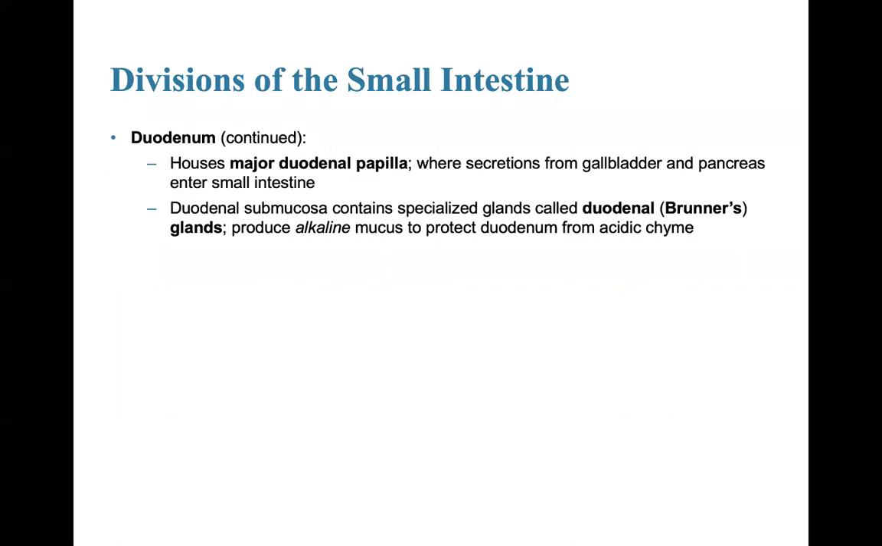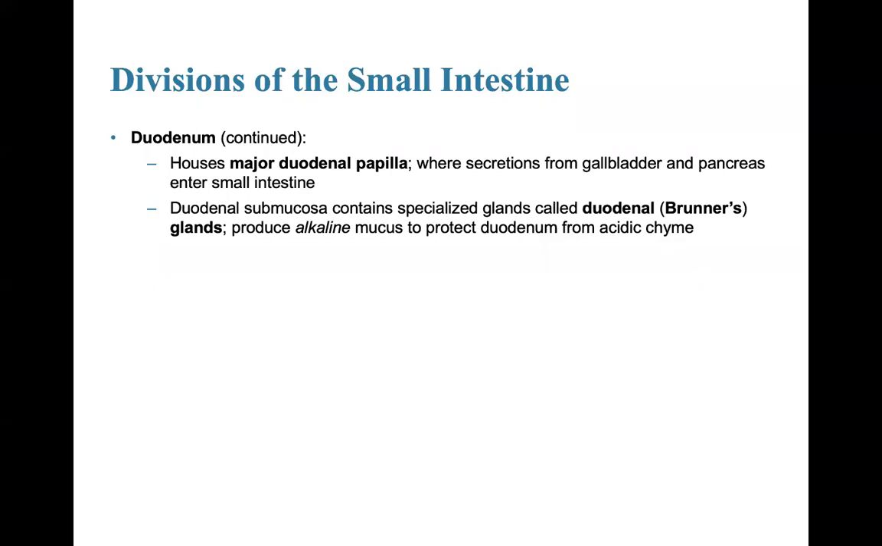The duodenum will house the major duodenal papilla, which is where secretions from the gallbladder and the pancreas will enter into the small intestines. The gallbladder is going to be bringing bile, which will emulsify the fats, and the pancreas will bring in pancreatic juice, which will continue to break down proteins, carbohydrates, and also aid in the breakdown of fats.